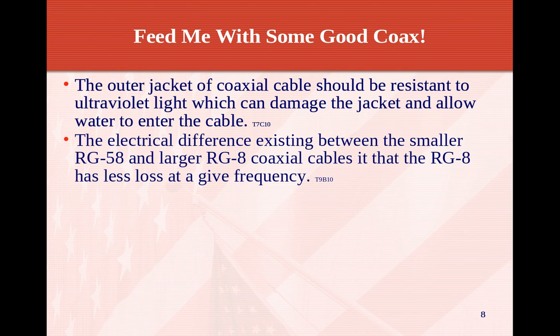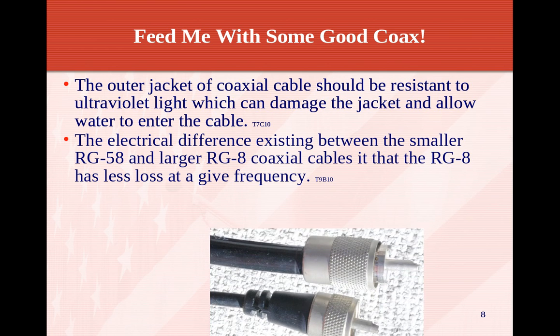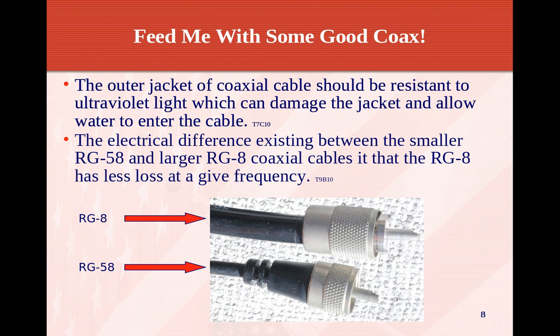The electrical difference between the smaller RG58 and the larger RG8 coax cable is that the RG8 has less loss at a given frequency. So the RG8 is the big thick half-inch stuff. The RG58 is the thinner quarter-inch stuff. So you would typically use RG8 in your base station application. RG58 would be used in a mobile application.